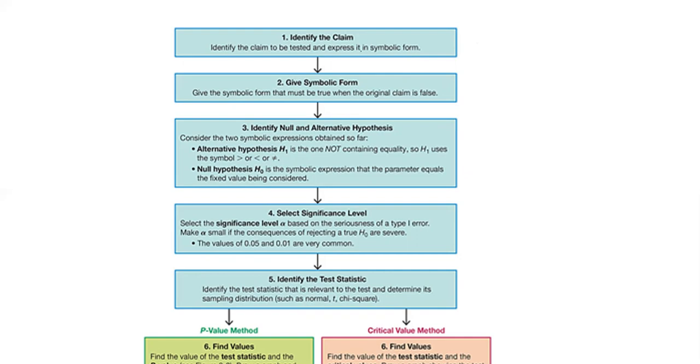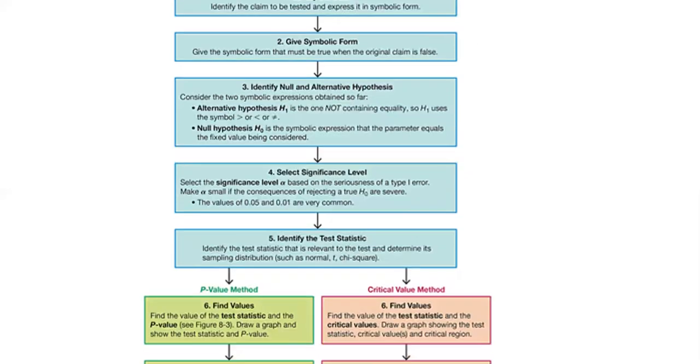Then once you identify the claim that is in English, you want to replace that English with symbolic form, into mathematical or statistical form. So that is step 2, converting from English to stats or math. The third step says, identify the null and alternative hypothesis. Now, we haven't seen what this is. We don't know what this is. So I will be explaining that.